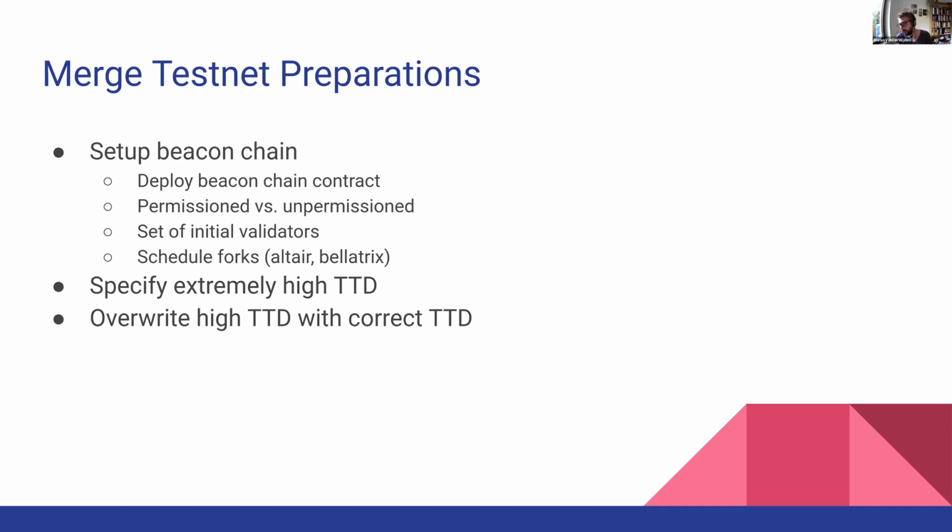For Goerli we decided to just use the Prater beacon chain as the beacon chain that we use post-merge. And for Ropsten, we decided to create a new one, the Bobsten beacon chain, and this one is unpermissioned, so you can just join it. And for Sepolia, we decided to make it permissioned, so that only the people that we decide in the beginning to give keys to become validators.